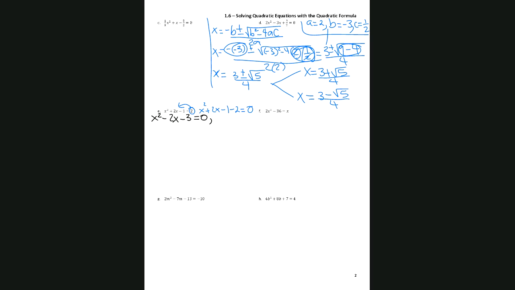Now from here, we're going to get our a, b, and c. A is the coefficient of x squared, which is 1. B is the coefficient of x, which is -2. And then c will be the constant term, which is -3.